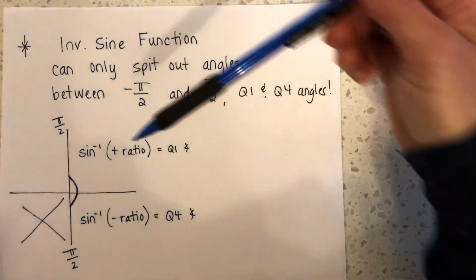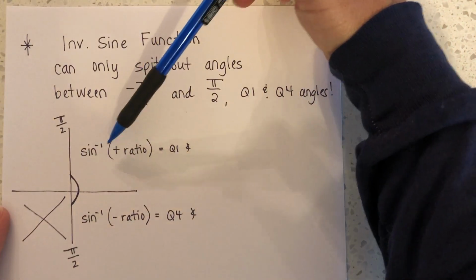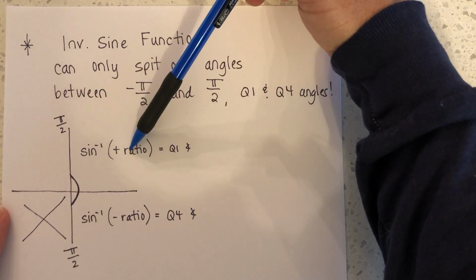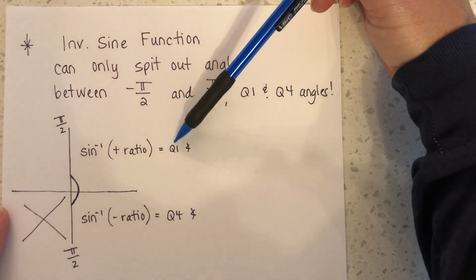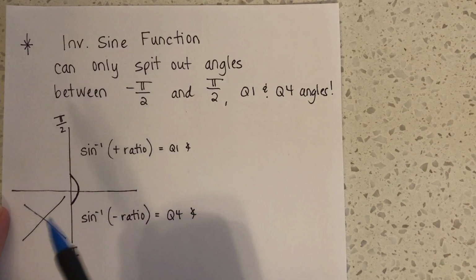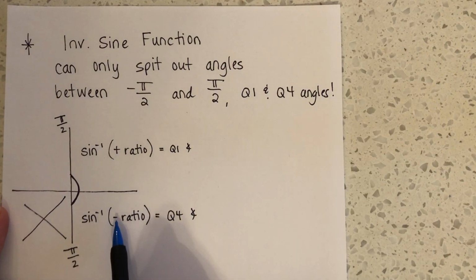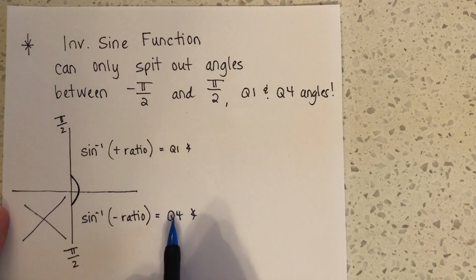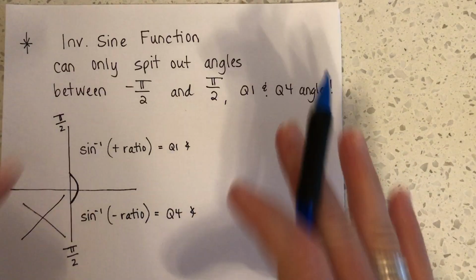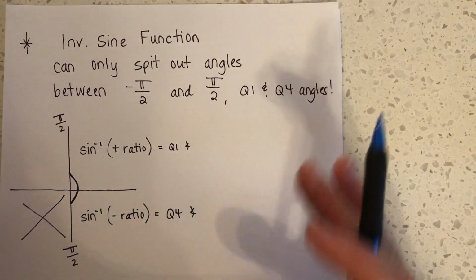So again, if you take the inverse sine of a positive ratio between 0 and 1, we saw that it's going to spit out a quadrant 1 angle. If you take the inverse sine of a negative ratio between 0 and negative 1, it's going to spit out a quadrant 4 angle. This is how the inverse sine trig function works.